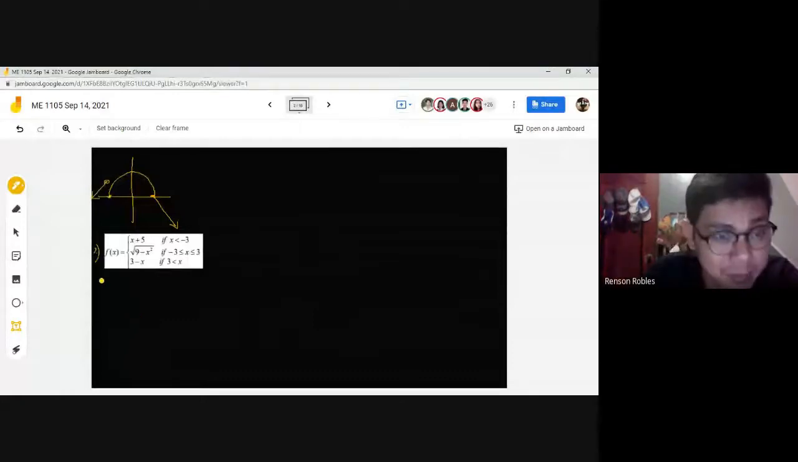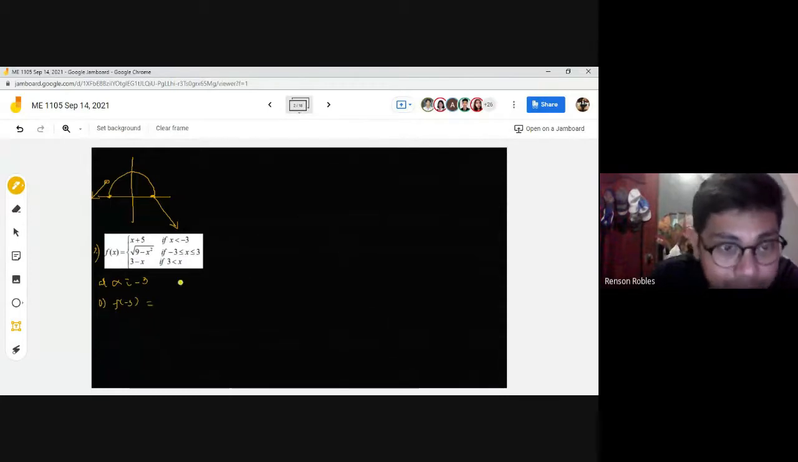So it follows that, let's solve. At x equals -3. Part 1, f of -3. So you have f of -3. This is what you will use: square root of 9 minus (-3) squared, and this is equal to 0. So this exists. So you go on. Part 2.